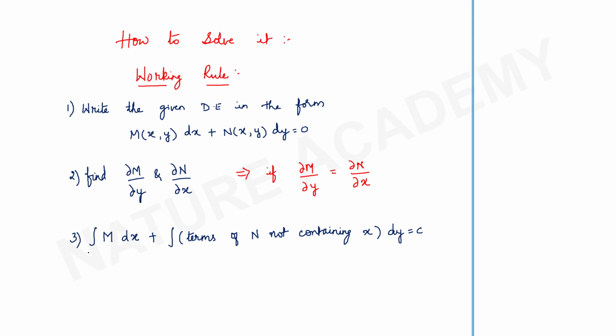So this will give you the final general solution for the differential equation. Here in the first term, where you integrate M with respect to x, you have to take y constant. And in the second term, you have to take only the terms of N which don't have x, and then you integrate it. This will give you the general solution for this differential equation.